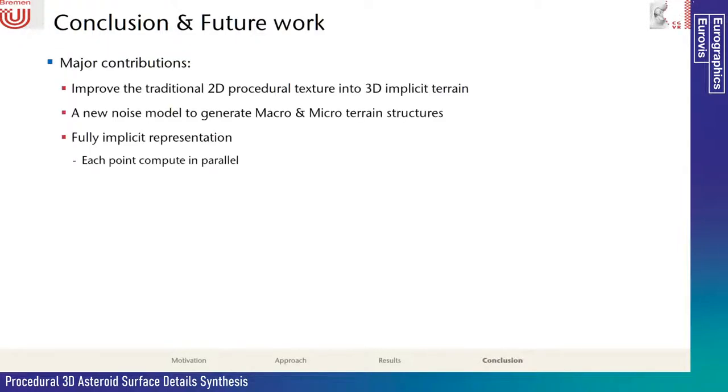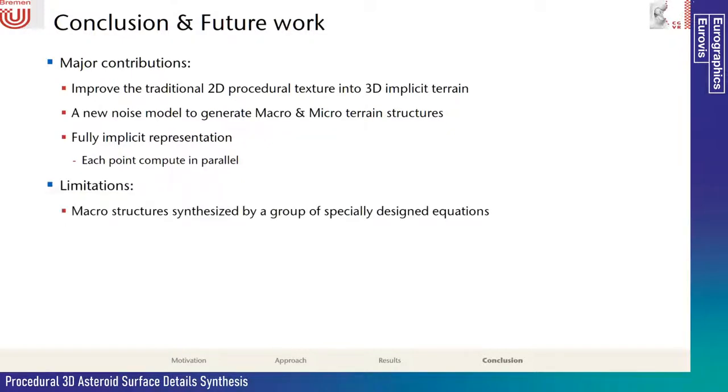Our major contribution is that we have improved the traditional 2D procedural texture into 3D implicit terrain synthesis, and achieve good results. We also propose a layered model to generate macro and micro terrain structures. Our representation is fully implicit, making it possible to compute for each point in parallel. Even non-professionals are able to manipulate parameters to generate diverse realistic 3D asteroid models quite easily.